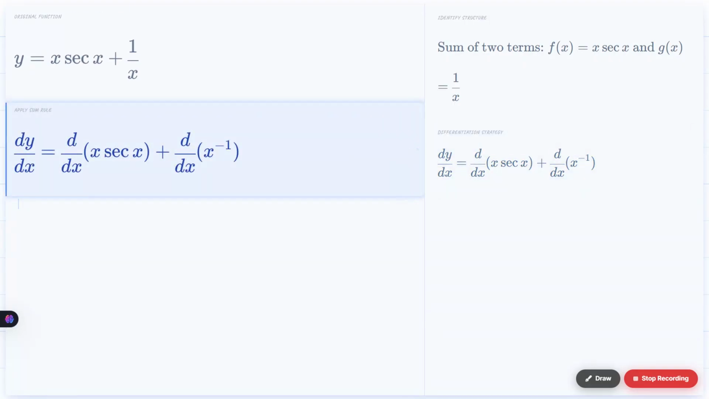We write the derivative of y equals the derivative of x times sec x plus the derivative of 1 divided by x. We do this to prepare for solving each part separately. The sum rule allows us to split the problem into two smaller parts.